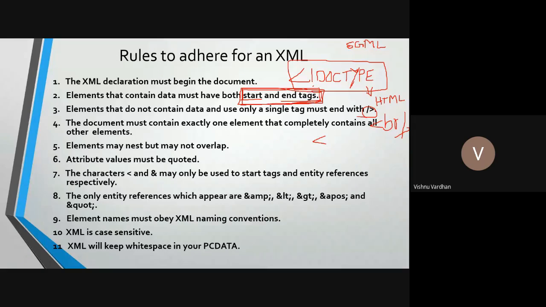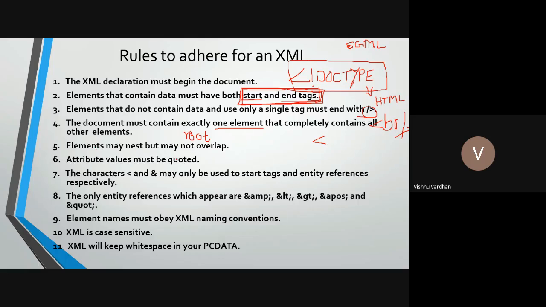The document must contain exactly one element that completely contains all other elements. This we generally call the root element. So whatever the parent or main element, the root element, should be a single element comprising all the inner or sub elements. So that is rule number 4.